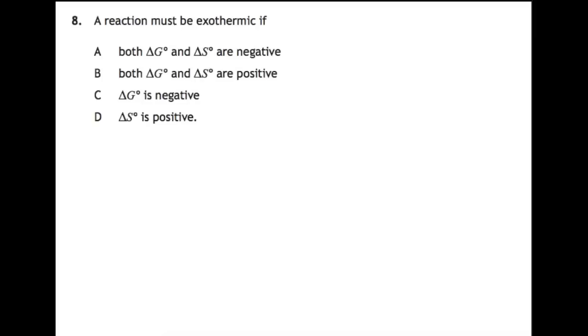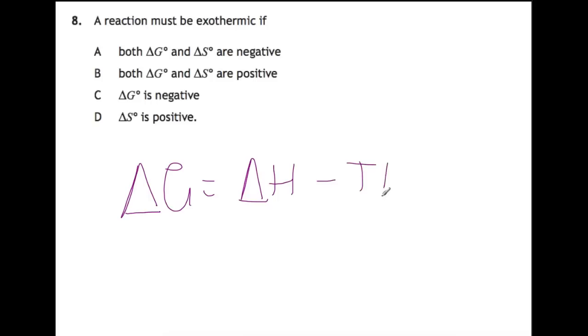Question 8. A reaction must be exothermic if. So here we're looking at delta G, delta S. The equation that we're looking for is delta G equals delta H minus T delta S. If something is exothermic, the delta H will be negative. If we have a look at all of these options, a reaction has to be exothermic if delta G is negative and delta S is negative.